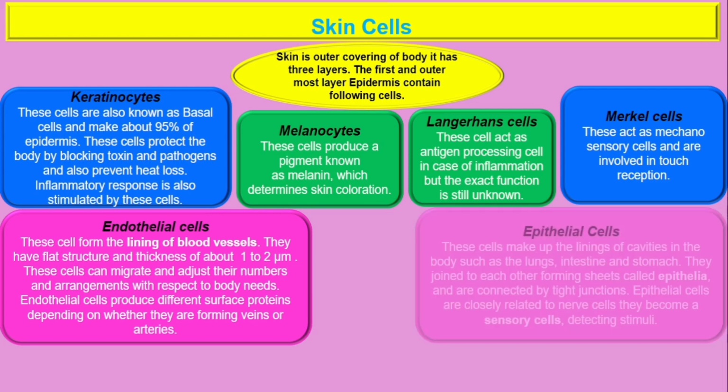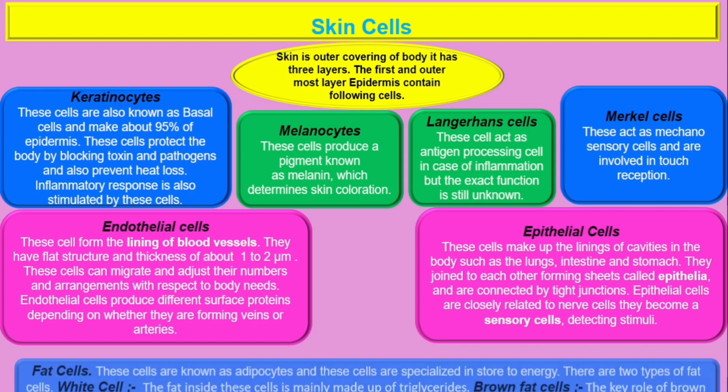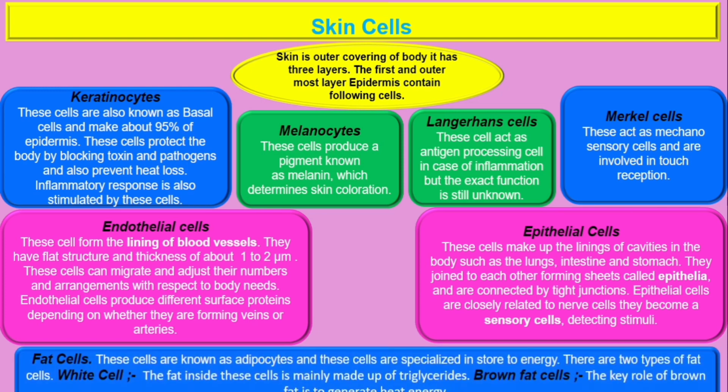Epithelial cell. Epithelial cells make up the lining of cavities in the body such as lungs, intestine, and stomach. They join to each other forming sheets called epithelia and are connected by tight junctions. Fat cells are also known as adipocytes, and these cells are specialized in storing energy.